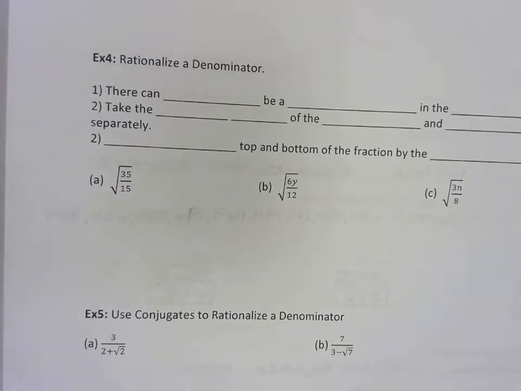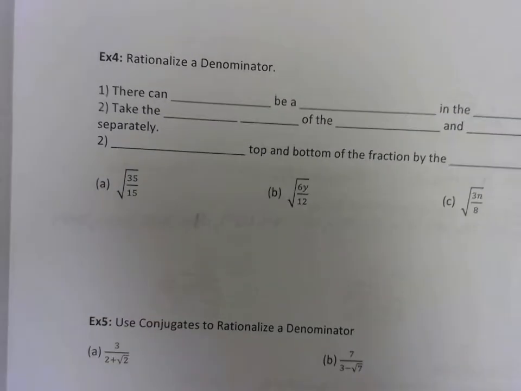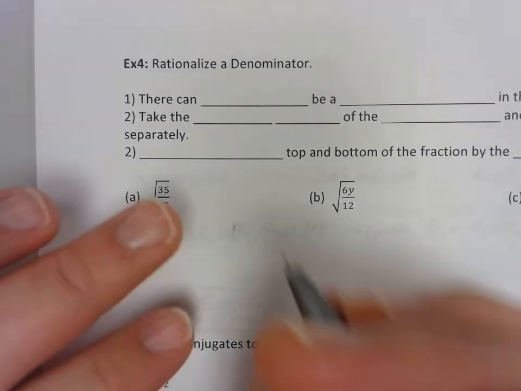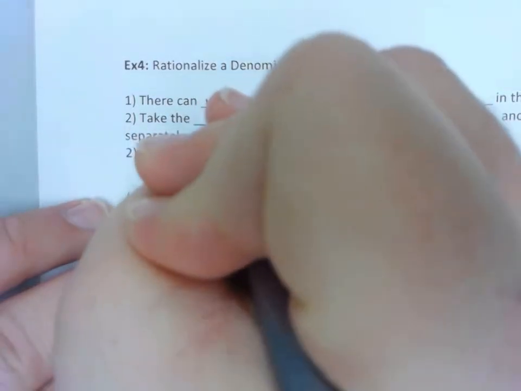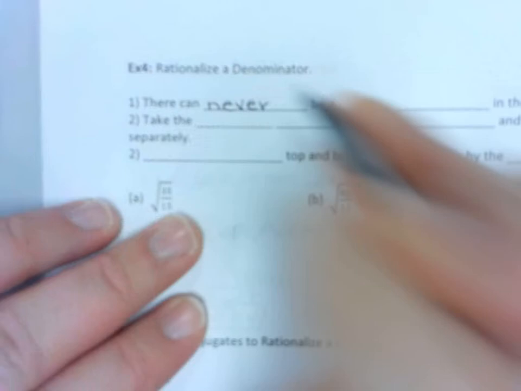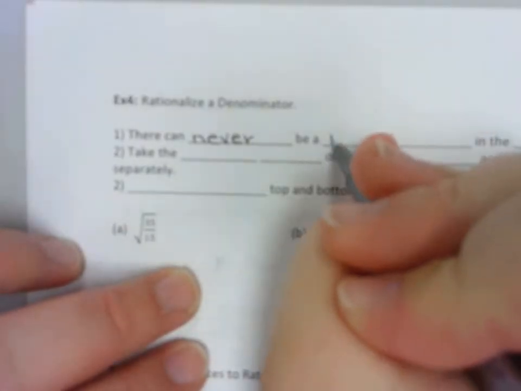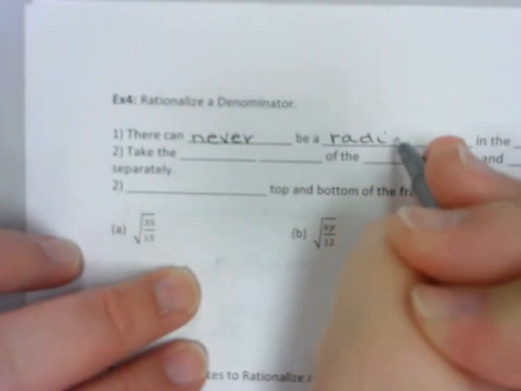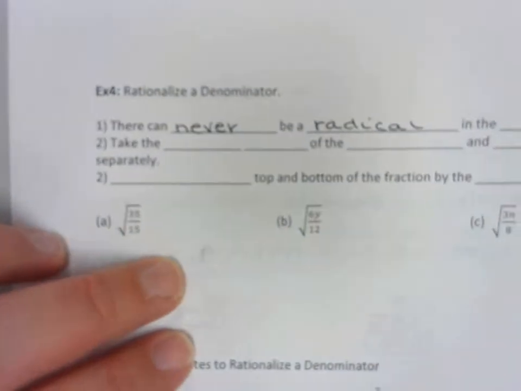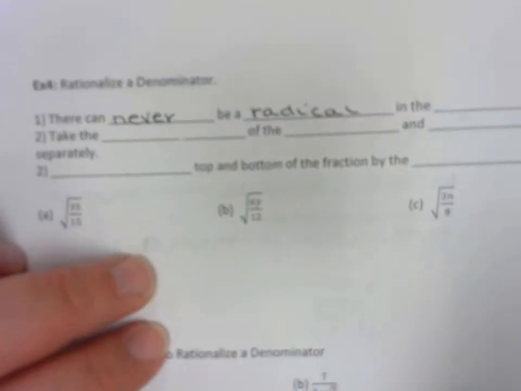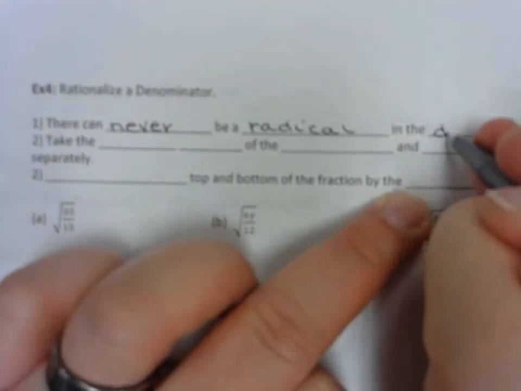Okay, so now we are looking at rationalizing a denominator, and this is something you'll see in Algebra 2. Not sure in geometry how much, but you will see it again. The big thing with square roots, there can never be a radical in the denominator.